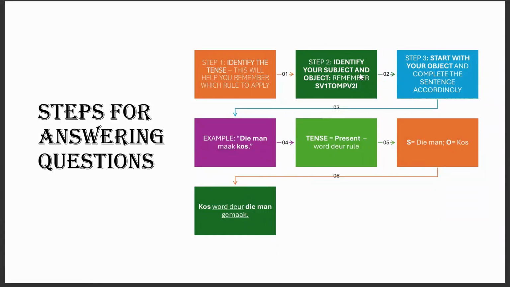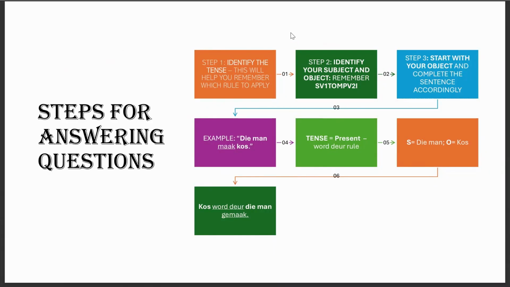Then you move to the next step, which is starting the sentence with the object. You start your sentence with the object and you complete the rest of the sentence accordingly. Why do I say that? Because you've already identified the tense. That means you know the rule. Once you've identified the tense and the correct rule, then you identify your subject and your object. And once you start with your object and you complete the sentence with the correct rule, you have done the sentence.